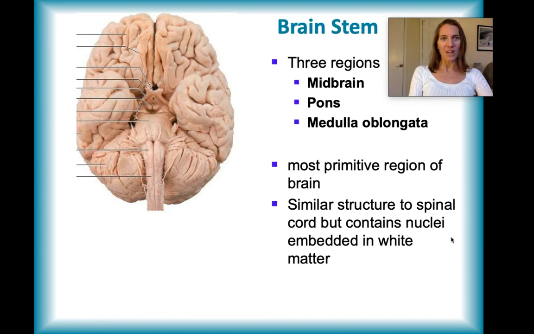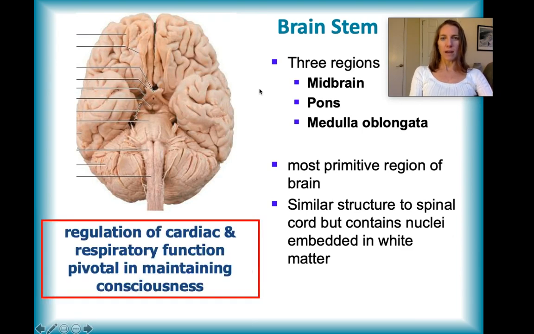And again, remember the nuclei are bundles of cell bodies in the central nervous system. So a key thing to keep in mind with all three of these regions is that they are, first of all, some of the most primitive regions of the brain. So even reptiles have a basic functioning brainstem. And a reason for that is because we are going to see that cardiac functions, respiratory functions, functions that are critical to maintaining our consciousness are going to be controlled here in this brainstem.